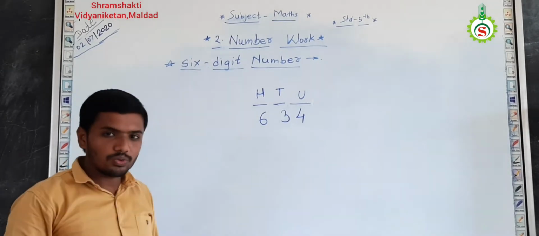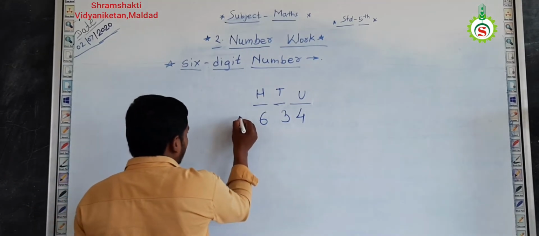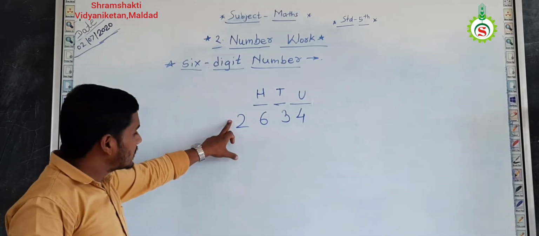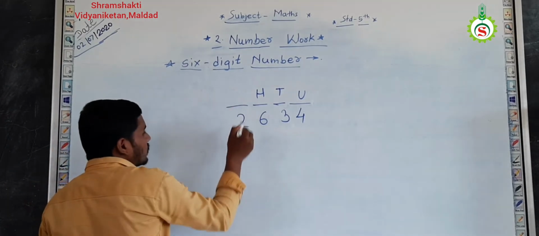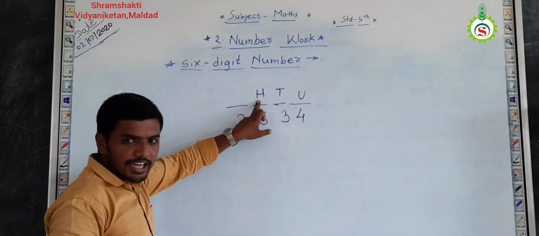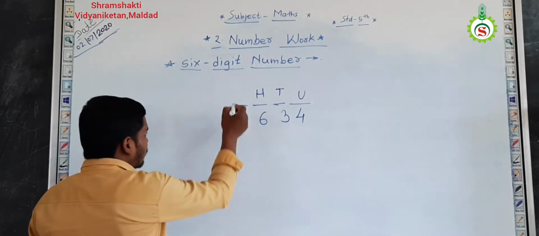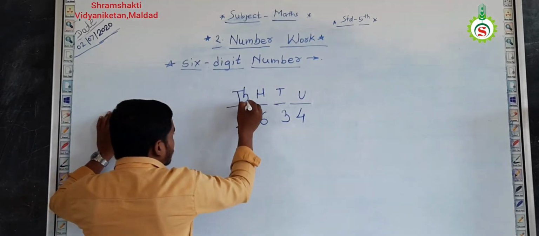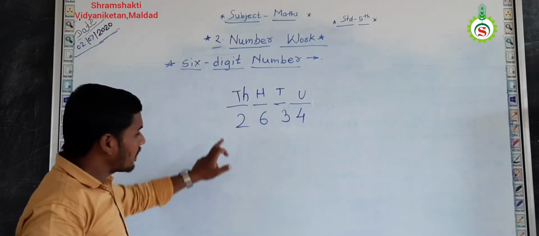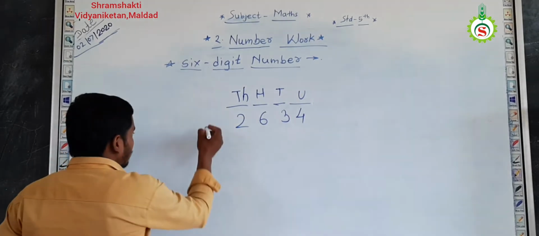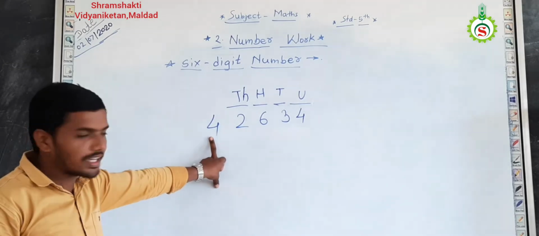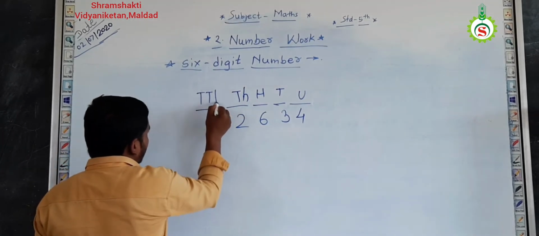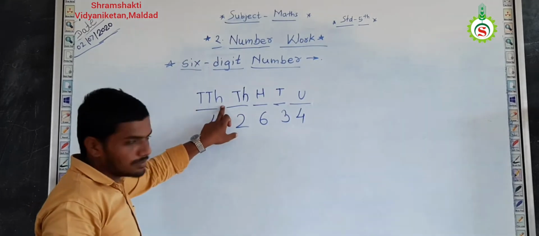Now, after hundreds, again I want to add one more digit. Suppose I have written 2 here. Which place is there for that digit? After unit there is tens, after tens there is hundreds, after hundreds there will be the thousands. After the thousands I have to add again one more digit. That is the ten thousands place. That means 10 thousands, that means 10,000.